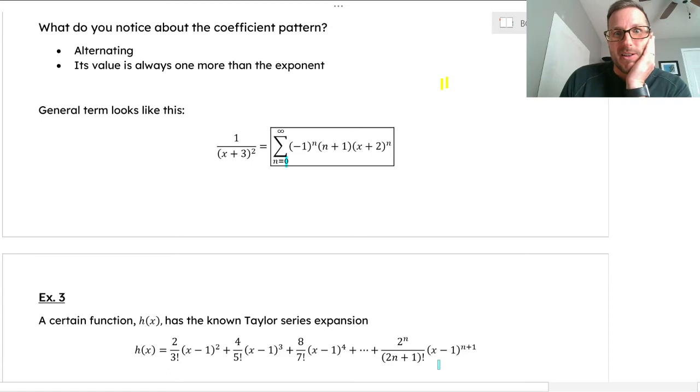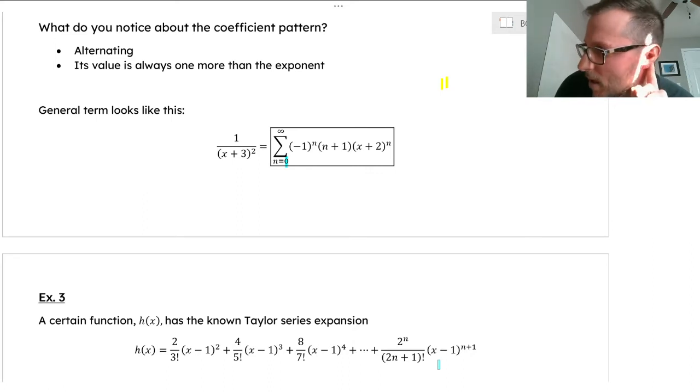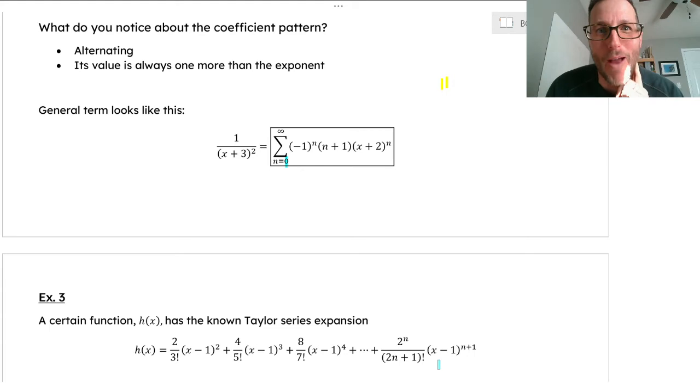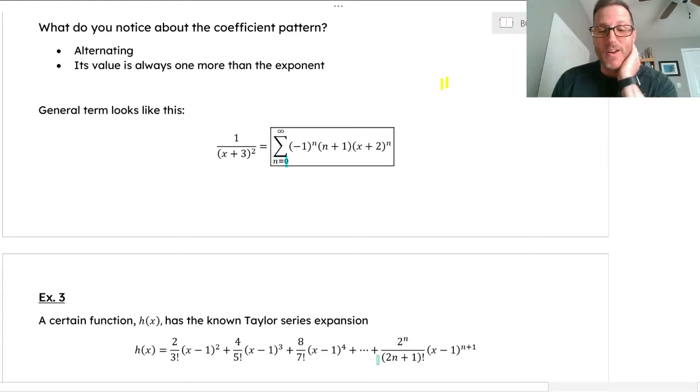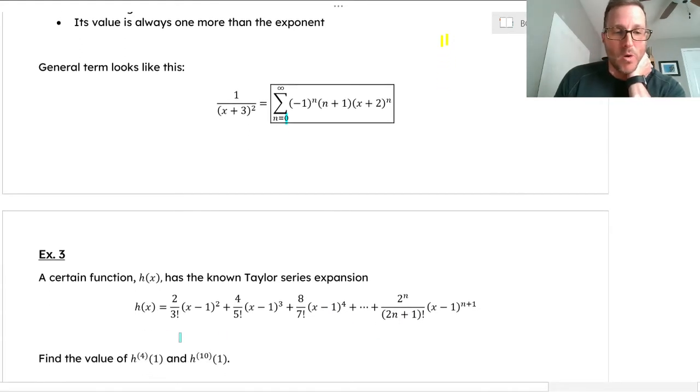So where is it centered? Can y'all figure that out? What is the center of this polynomial? Did you say positive 1? Well, then you're right, because the center is positive 1. So we're going to use this polynomial to find the fourth derivative of the function h at 1, and we're also going to use it to find the 10th derivative of the function h at 1.